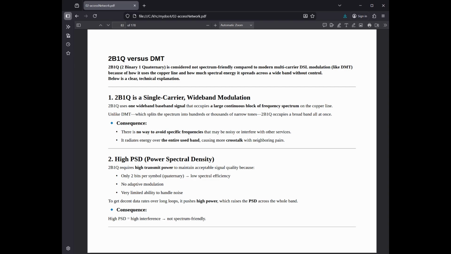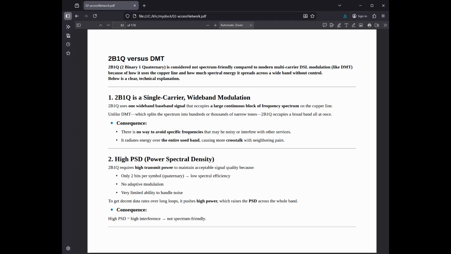1. The core technology. Feature: 2B1Q (2 binary, 1 quaternary) versus DMT (discrete multitone). Type: line coding, single-carrier, versus modulation, multi-carrier. Mechanism: groups 2 bits into one of 4 voltage levels, versus divides bandwidth into 256 separate sub-channels, bins. Complexity: very low, easy to implement, versus high, requires digital signal processing hardware, DSP and FFT. Spectrum: uses a single broad frequency range, versus many narrow, parallel frequency ranges. Standard: ISDN BRI, IDSL, and early ADSL, versus ADSL, ADSL2+, and VDSL.